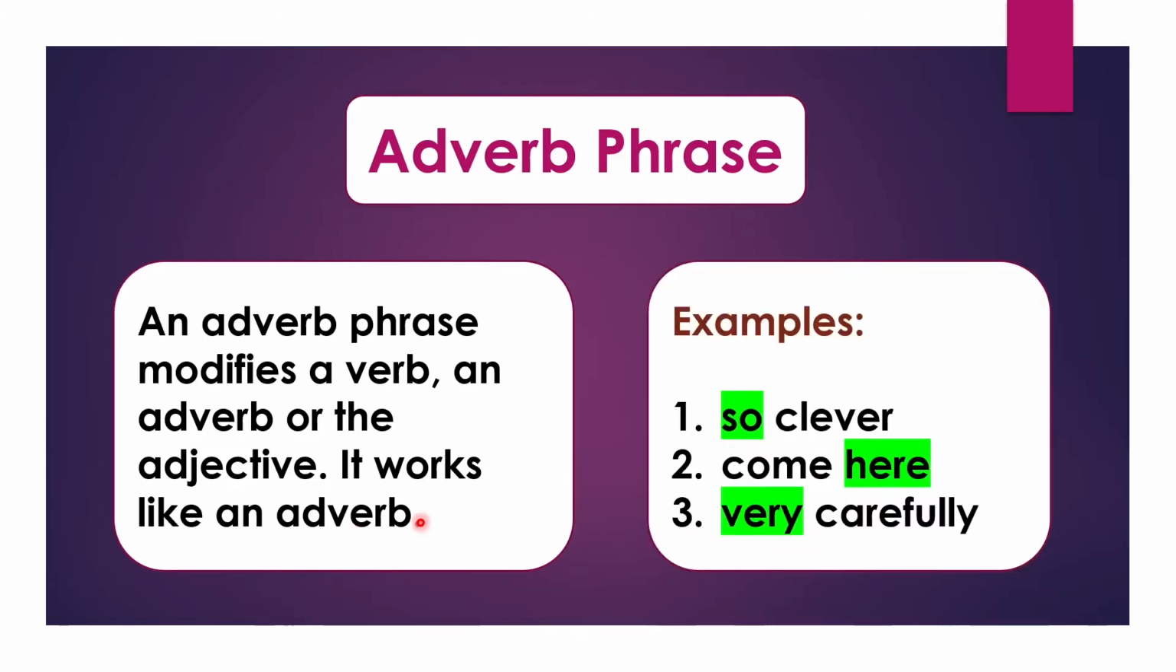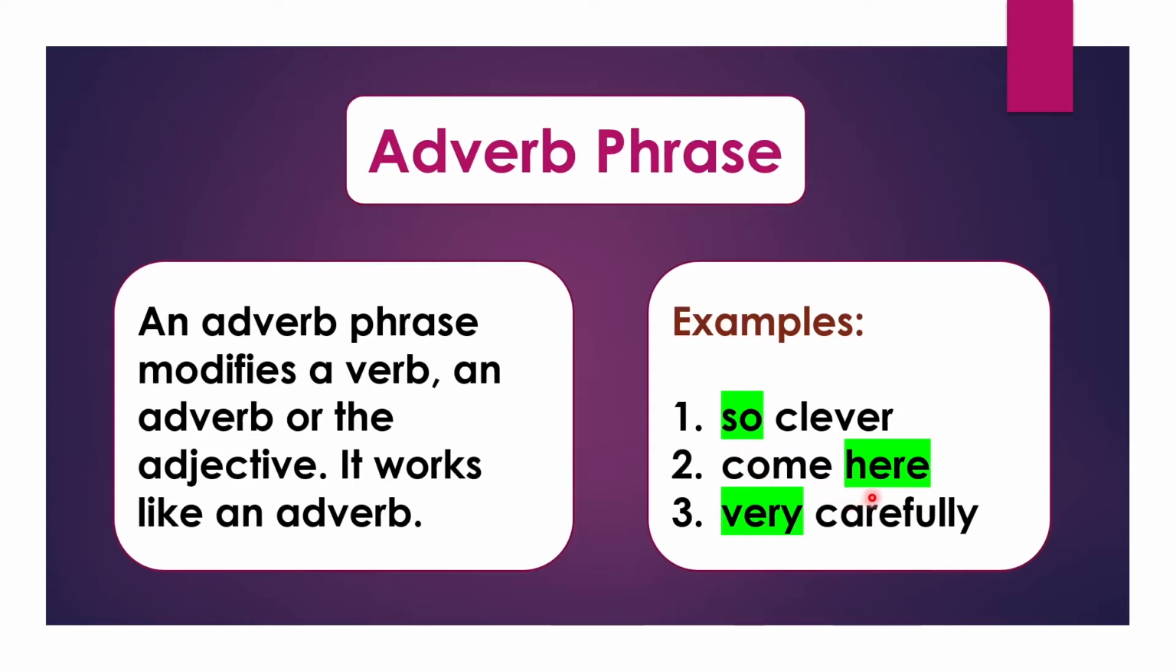For example, so clever. Here clever is the adjective. So how much clever? So clever. So this word so is the adverb here. And this is the main word here. This is the focused word. That's why this is adverb phrase.